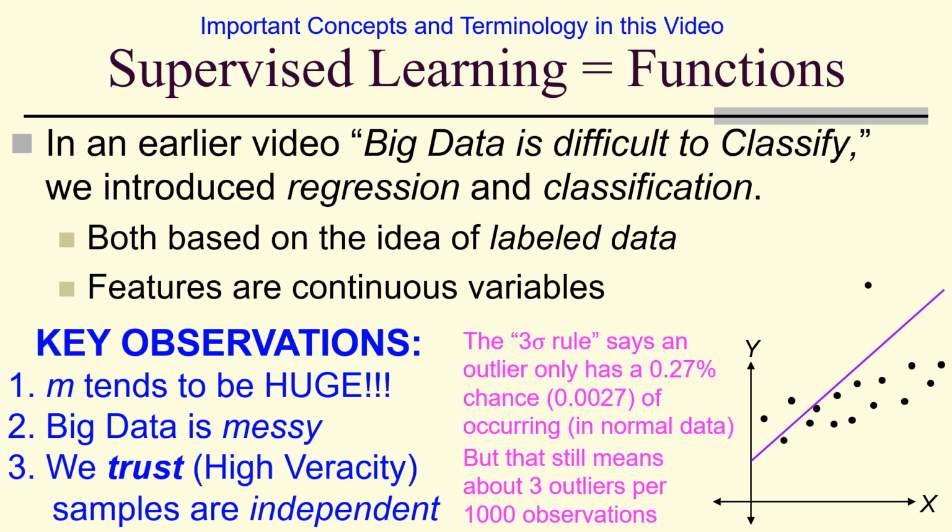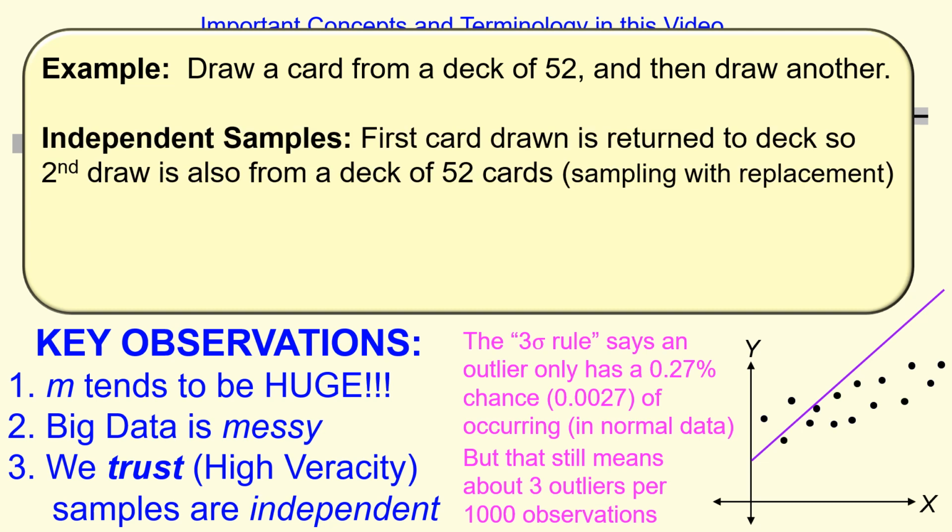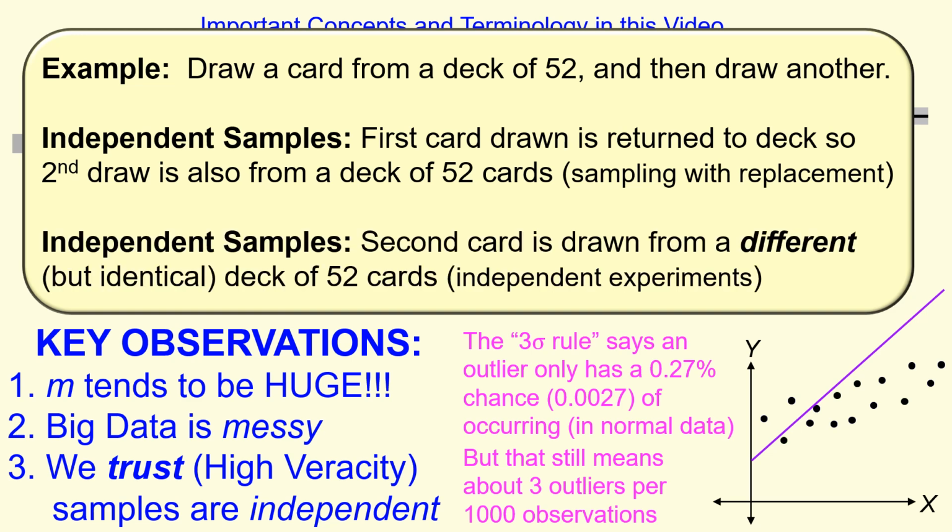But we trust, high veracity is important, that the samples are collected independently. Now, what do I mean by independence? Well, let's suppose you draw a card from a deck of 52 and then you draw another card. Independent samples would mean the first card drawn is returned to the deck, so the second draw is also from a deck of 52 cards. Or you might have the second card drawn from a different but identical deck of 52 cards. That's an independent experiment.